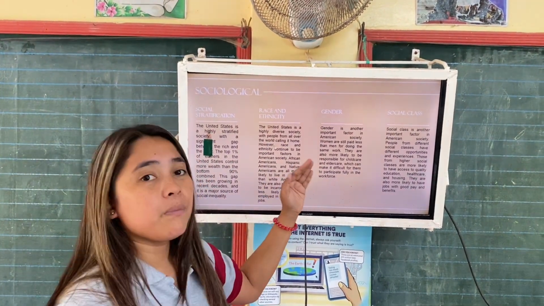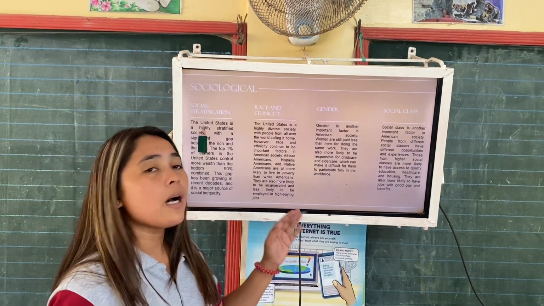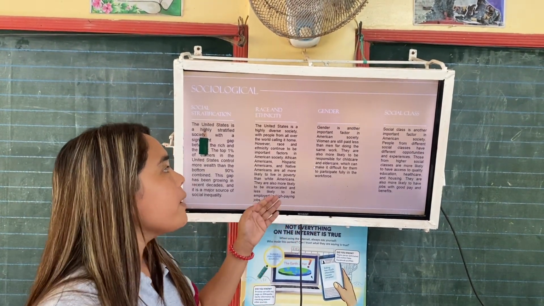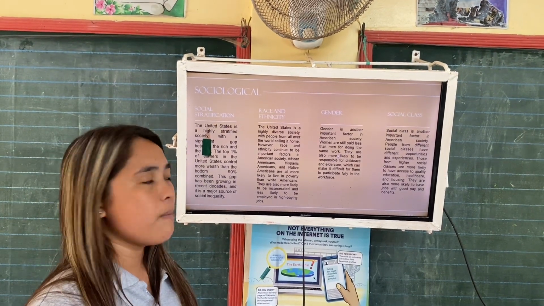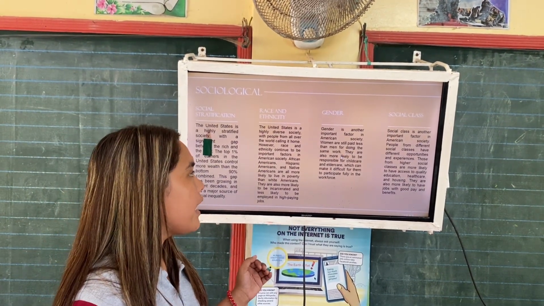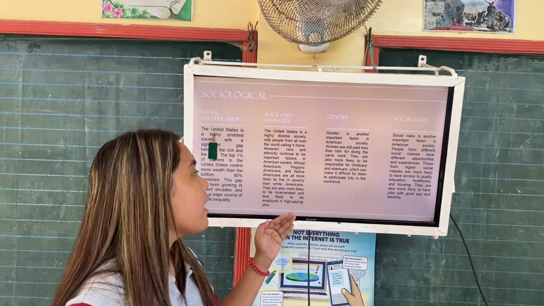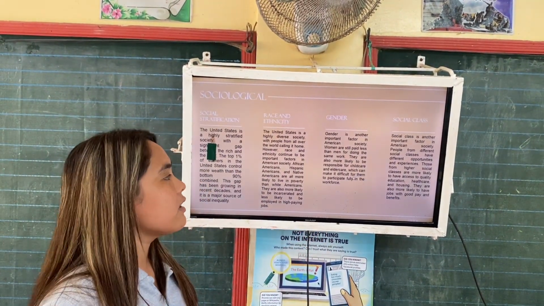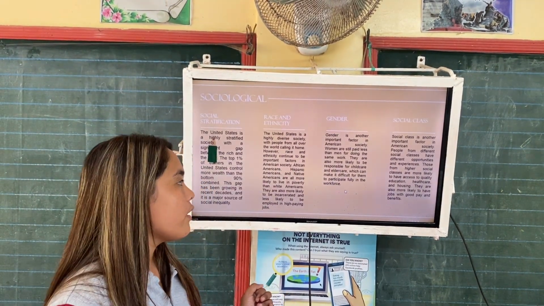And then next we have gender. So gender is another important factor in American society. Women are still paid less than men for doing the same work. So they are also more likely to be responsible for child care and elder care, which can make it difficult for them to participate fully in the workforce.